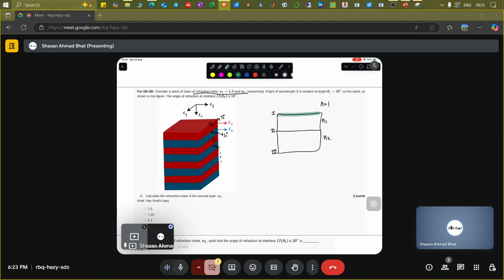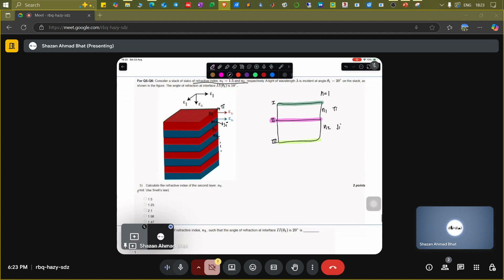One is the air-titanium interface. This is titanium, this is silicon. Another is the titanium-silicon interface, and another is the silicon-air interface. So we need to compute at the second interface, the angle of refraction.